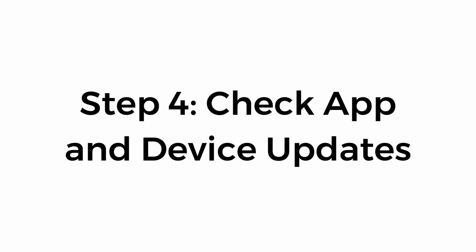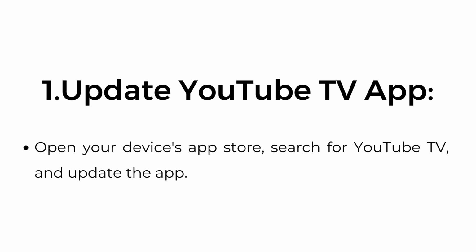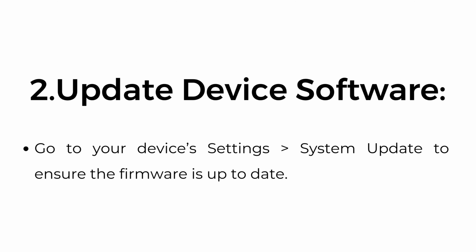Step 4. Check app and device updates. Update the YouTube TV app: open your device's app store, search for YouTube TV, and update the app. Update device software: go to your device's Settings, System, Update to ensure the firmware is up to date.